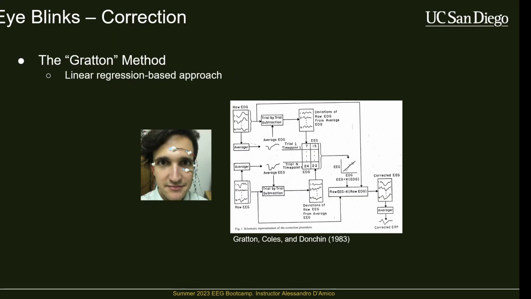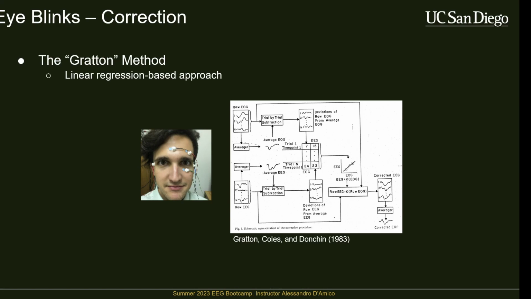And that's that. If you want to instead correct for those blinks, you can use the Gratton method, which is a linear regression approach. Essentially, you take the activity of the EOGs, which in this case are just the vertical EOGs above and below one of your eyes. Those EOGs model your blinks very well. They pick up the blinks with really high resolution.